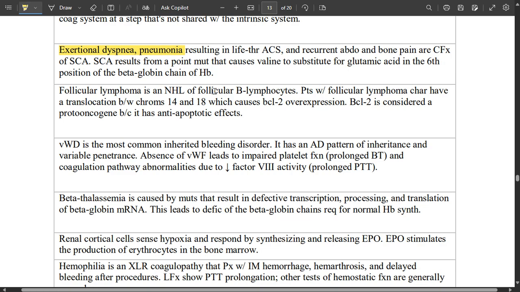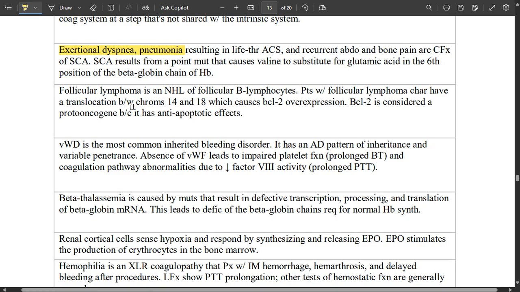That is well understood. The next point, follicular lymphoma is a non-Hodgkin's lymphoma of follicular B lymphocytes. Patients with follicular lymphoma characteristically have a translocation between chromosomes 14 and 18, which causes BCL2 overexpression.